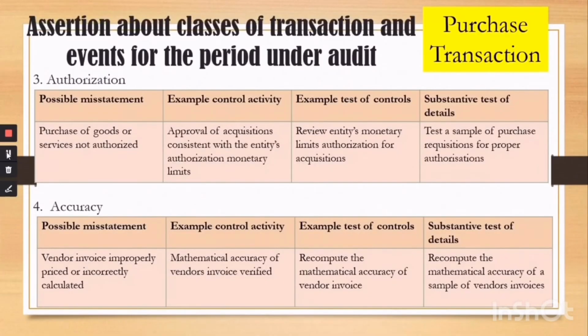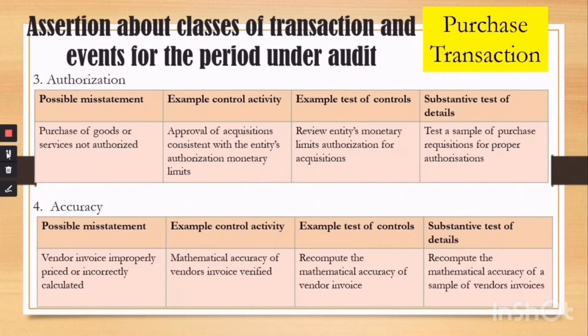Now I'm going to explain the fourth assertion for purchase transactions, which is accuracy. The possible misstatement here is that the vendor invoice may be improperly priced or incorrectly calculated. Therefore, internal control should have the responsibility to make sure that the vendor's invoice is calculated correctly, as in mathematically verified by the personnel in charge. However, if the auditor finds that the internal control is ineffective, tests of controls will be performed where the auditor will recompute the mathematical accuracy of the vendor's invoice.